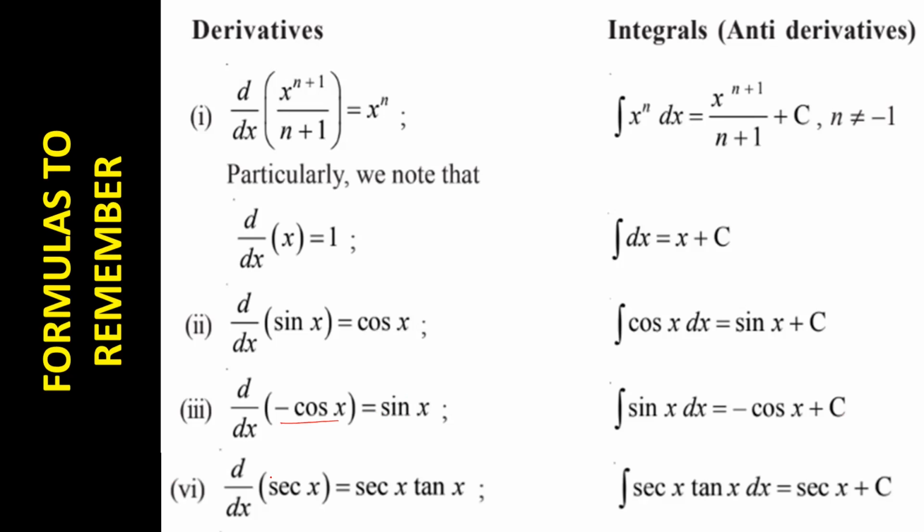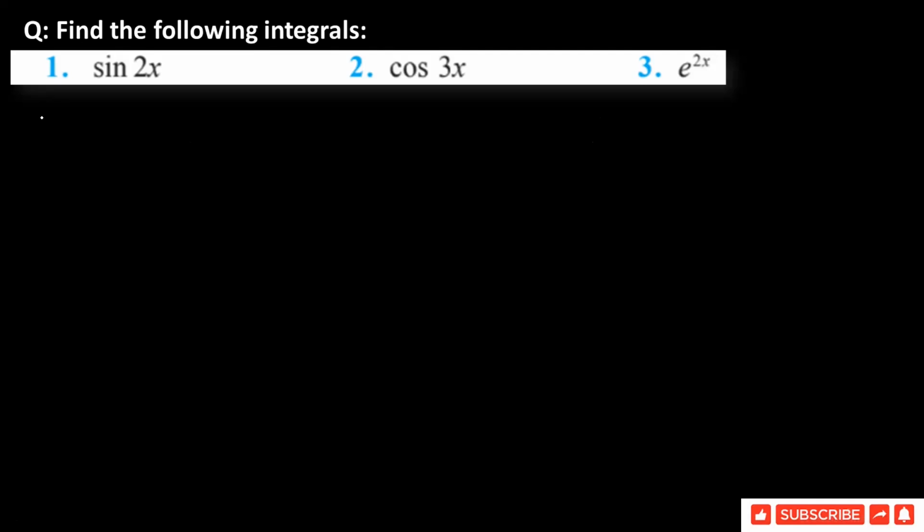d by dx of secant x will be equal to secant x tan x. Whereas if we go the opposite way, we take the integral of the answer of the derivative, and we get the function whose derivative we have taken. So this is the way we integrate. Let us practice with the help of some questions. Question number 1.